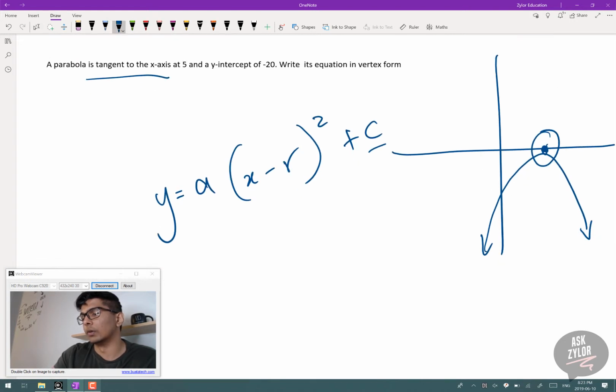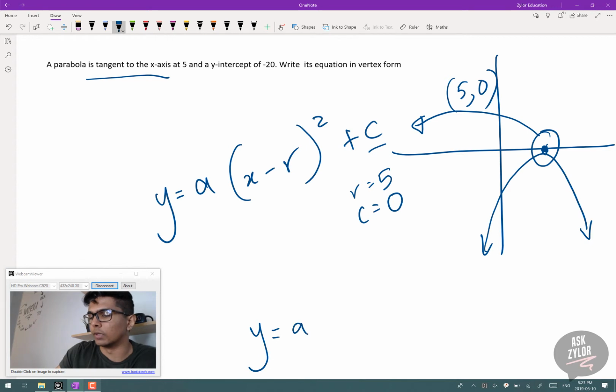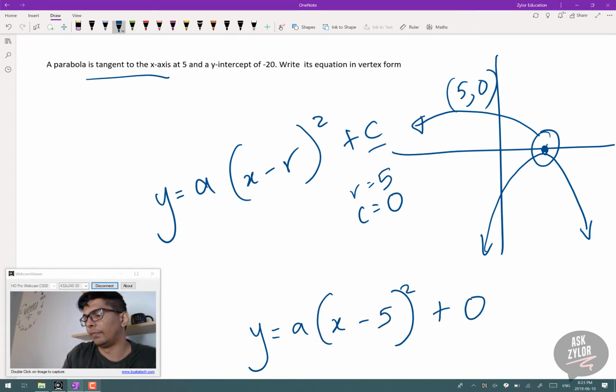So that's going to be 0, right? So I know the point is (5, 0). So I'm going to say c is going to be 0 and r is going to be the x coordinate of the vertex, which is 5. So when I rewrite this, I have y is equal to a times (x minus 5) squared plus 0. I don't need to write the 0, so I'm just going to get rid of it.